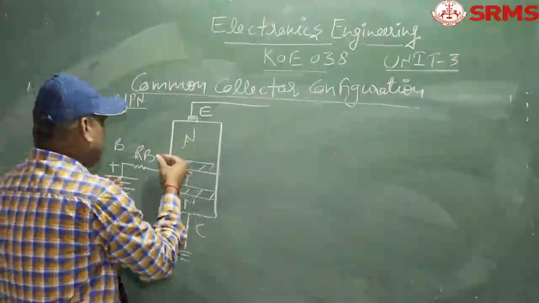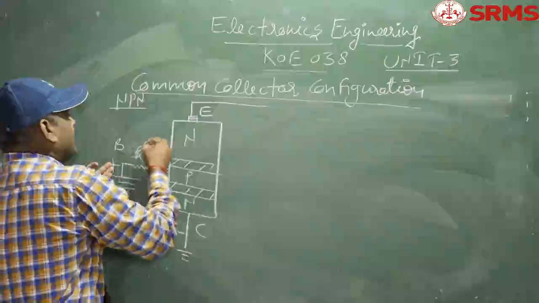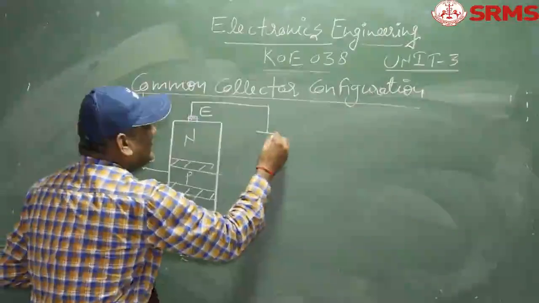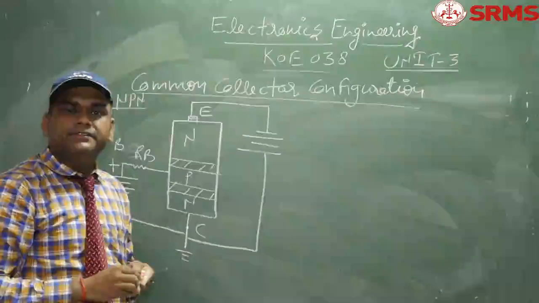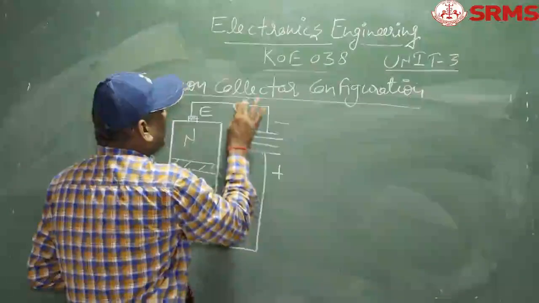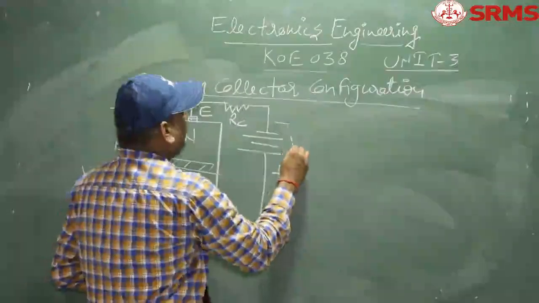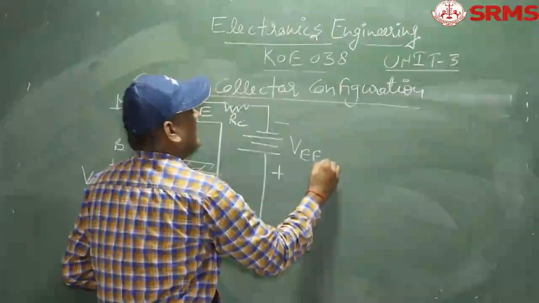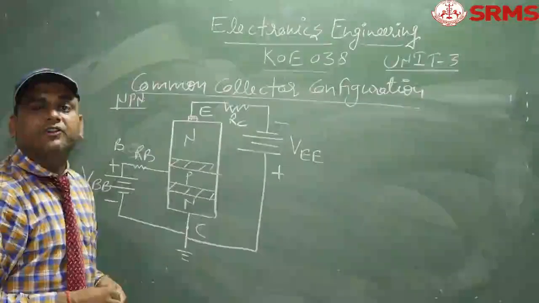We will discuss the collector base junction. It must be reverse biased. As you make the emitter forward biased, that means plus here and minus there. The base is negative with respect to the collector terminal, so this is minus, plus. You can also introduce RC, which is your current limiting resistor, and this is known as VEE. So this is the common collector configuration.